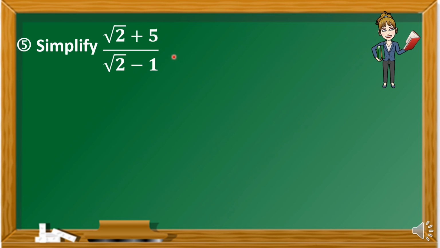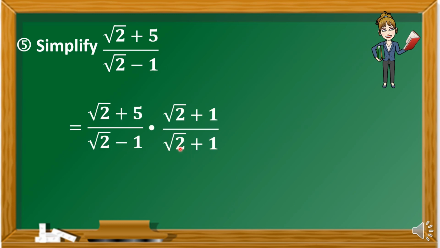Again, kapag ang denominator natin ay composed of binomial and then ang isang term natin ay meron tayong radical symbol, we're going to find the conjugate of that denominator. Magiging conjugate ng square root of 2 minus 1 is, okay, square root of 2 plus 1. Then, multiply po ulit natin yung conjugate na yun sa numerator and then sa denominator.